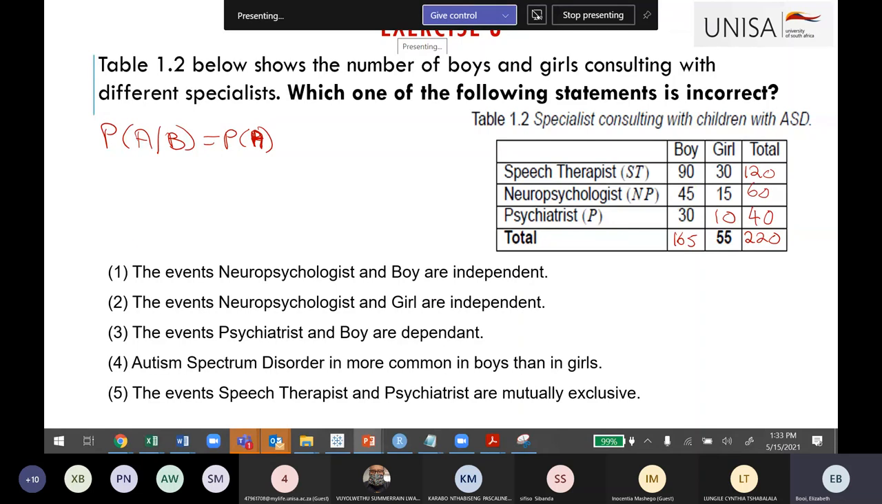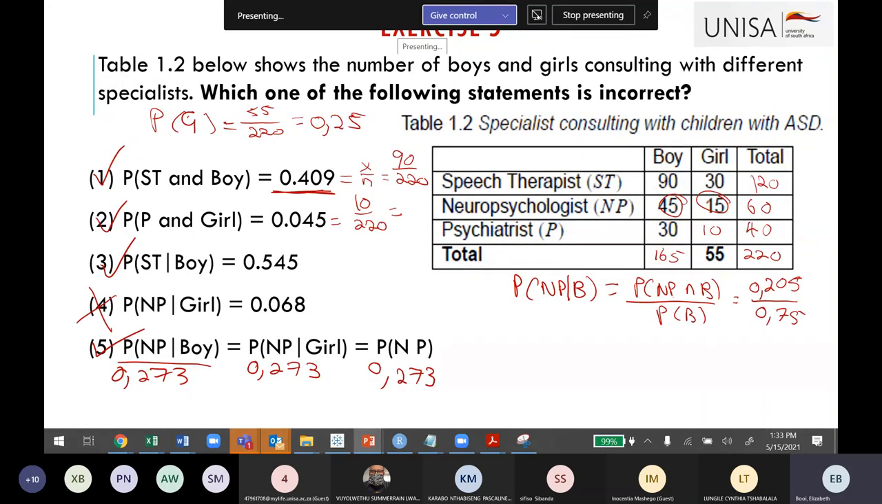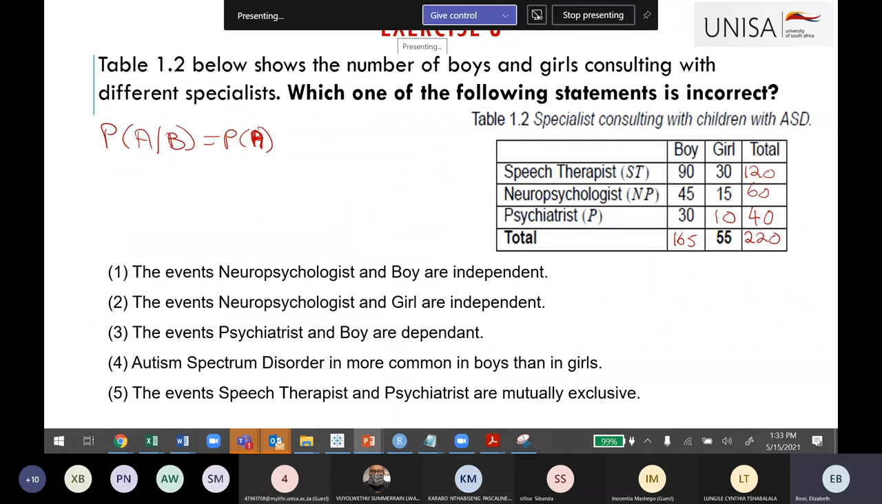We did calculate this previously. Remember the answers, some of them are here. We calculated the probability of neuropsychology and a boy, given that it is a boy, and neuropsychology given that it is a girl, things like that. So these questions will be asking those. They're asking if neuropsychology and a boy are independent. Irrespective of how you write it, they just want to know if events A and B are independent. So here we can say we want to test if the probability of neuropsychologist, given that it is a boy, is equal to the probability of neuropsychologist. That's all we want to do with line number one.